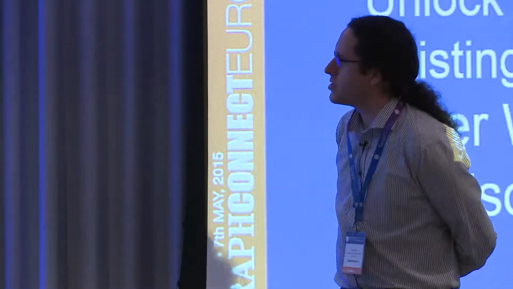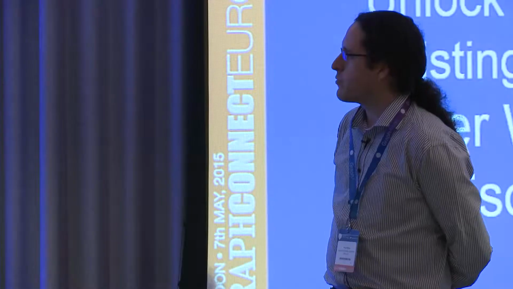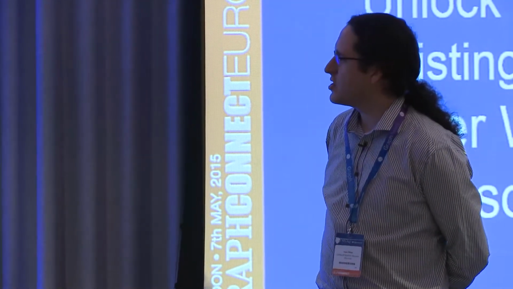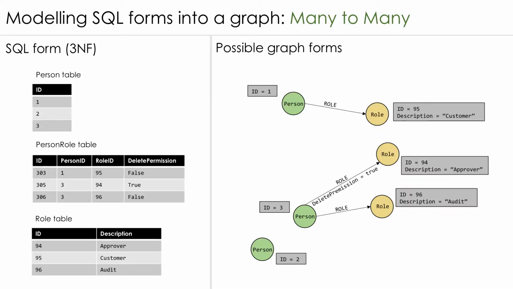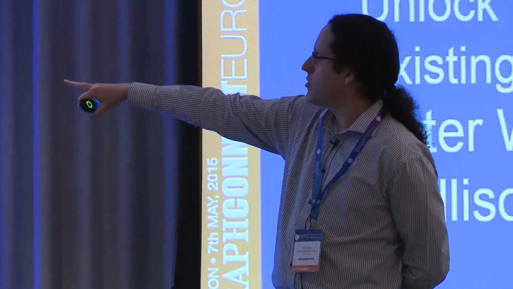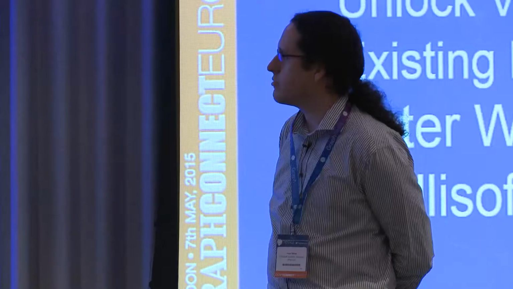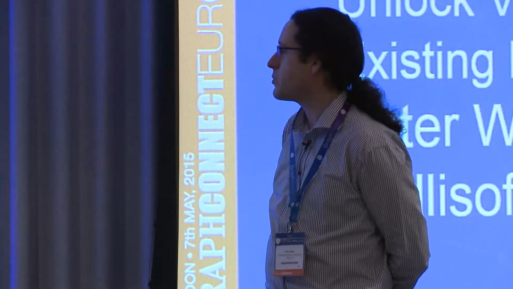Another interesting one is the many-to-many, so the sort of associative tables in relational databases. I've got a person, a role, and a person-role table there. And you can see in this case, I've actually got data on this associative table. And that there, the delete permission field is an extra piece of data on the associative table. So what we can do is we can pull that data into the relationship itself. And it becomes simpler than the original form. Much simpler, in my opinion.